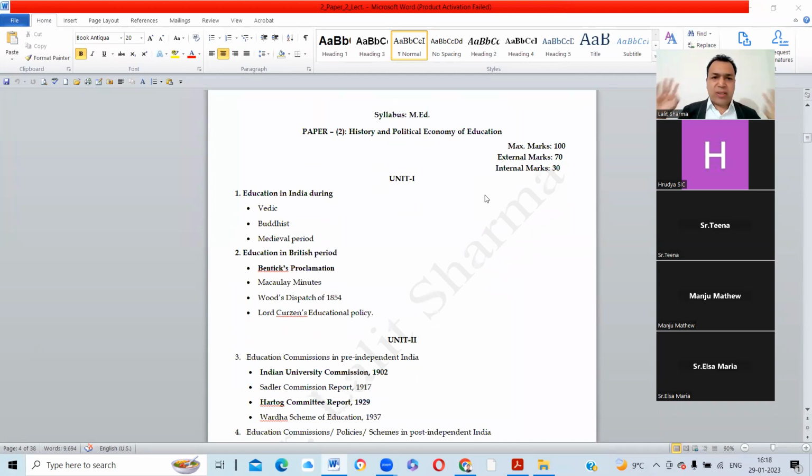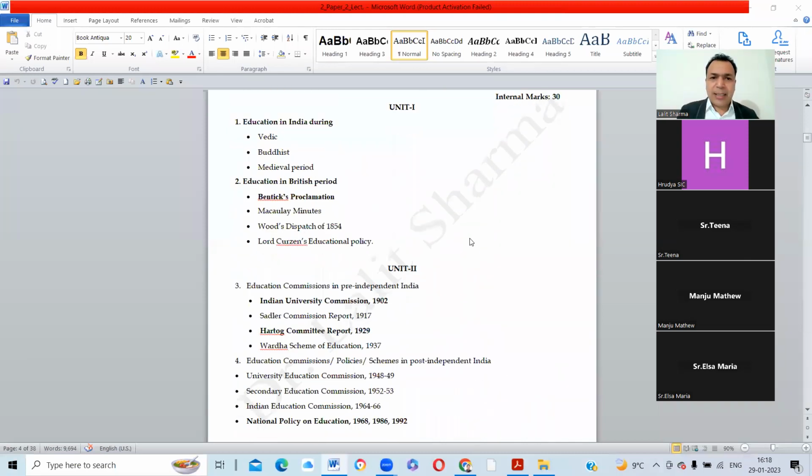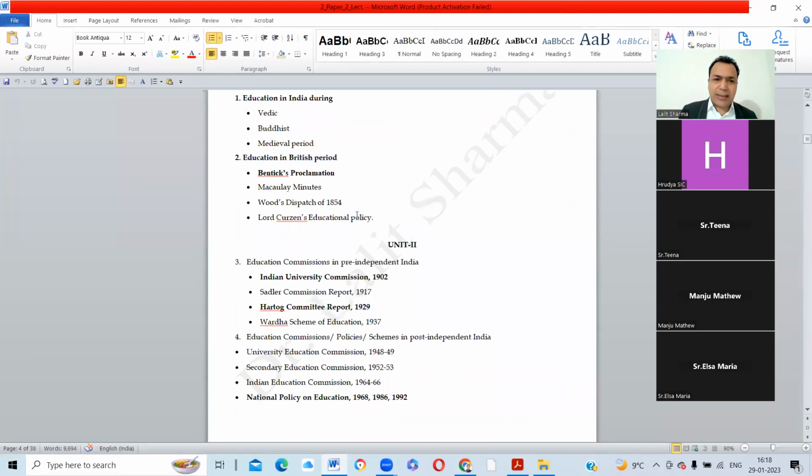Right, guys? So first see the syllabus. As you know, in every paper there are 4 units. Unit 1, Unit 2, Unit 3, and Unit 4. Under Unit 1, it is talking about education in India during the Vedic period, Buddhist period, or medieval period, right? And second, education in the British period: Hunter's proclamations, Macaulay's minutes, Wood's dispatch, and Lord Curzon's educational policy, right, guys?